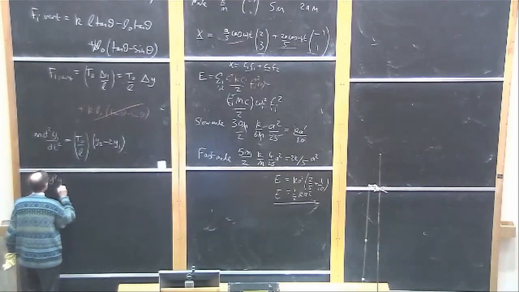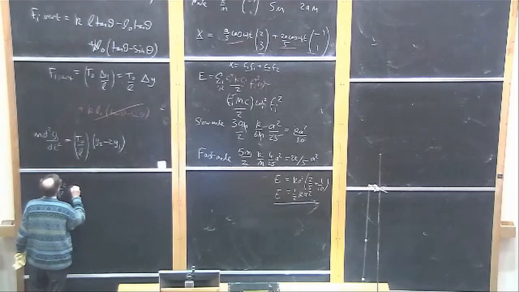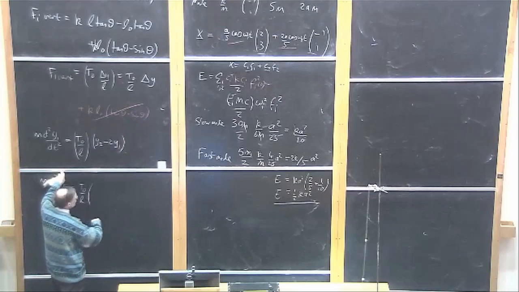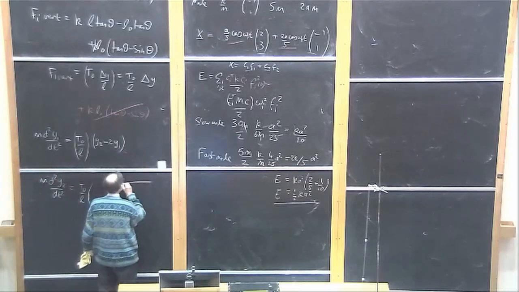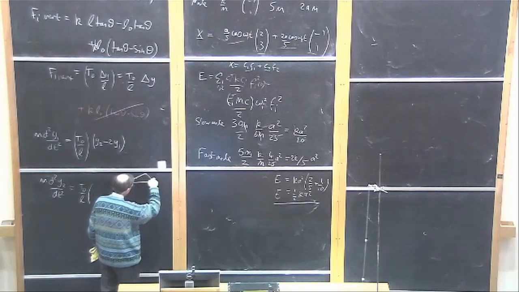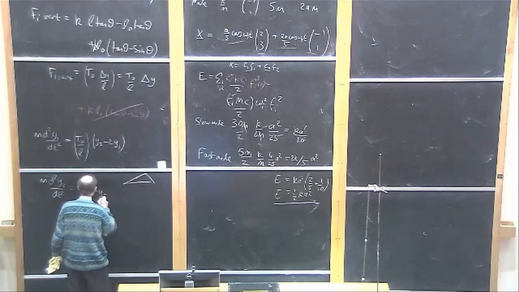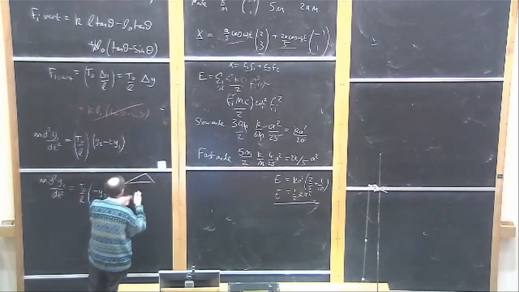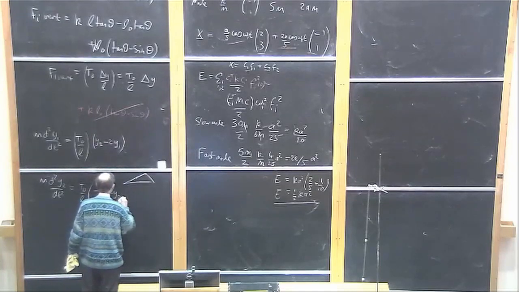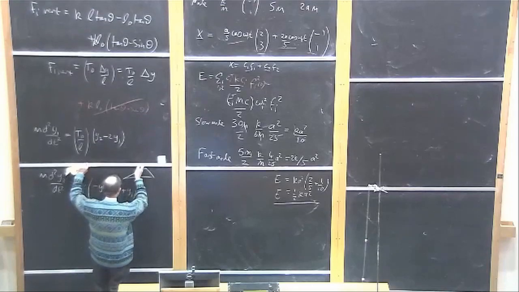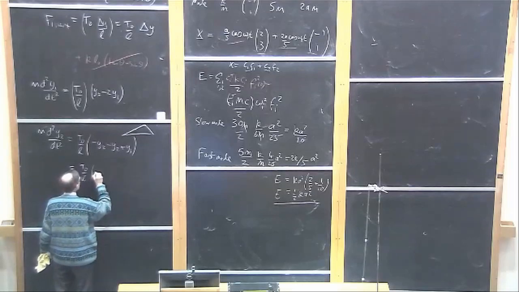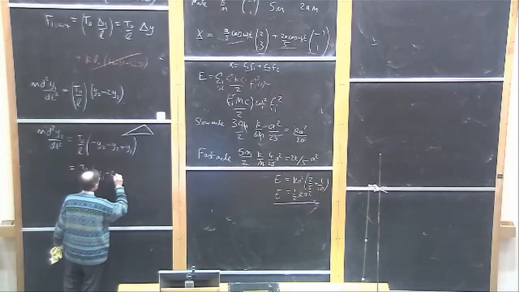m d2 y2 by dt squared is T naught over L. So that's got a force pulling it. So if I just redo the sketch briefly, then on this mass here, it's minus y2 minus y1, minus y2 plus y1. So that is T naught over L times y1 minus 2y2.